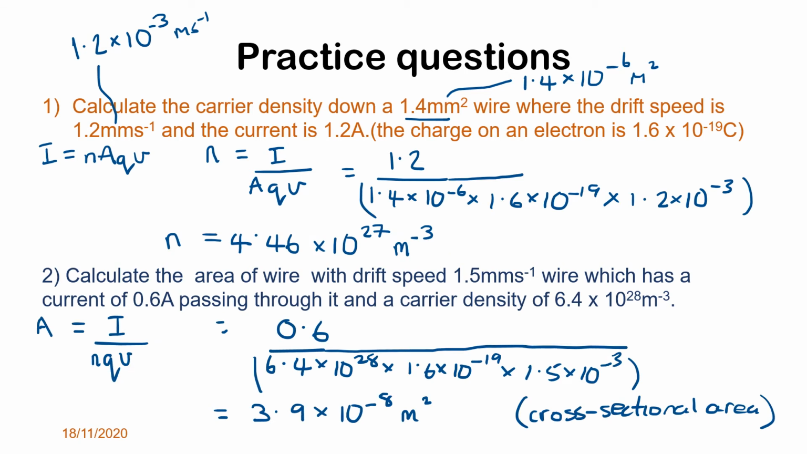Question 2 this time asks to calculate the cross-sectional area of the wire, given the drift speed, current and carrier density. So it's the same equation, but we're rearranging it to find A. So A equals I over nqv, working as shown here, again converting the drift speed from millimeters per second to meters per second, and all of the other values we can put straight in, and we should get 3.9 times 10 to the minus 8 meters squared as our cross-sectional area.